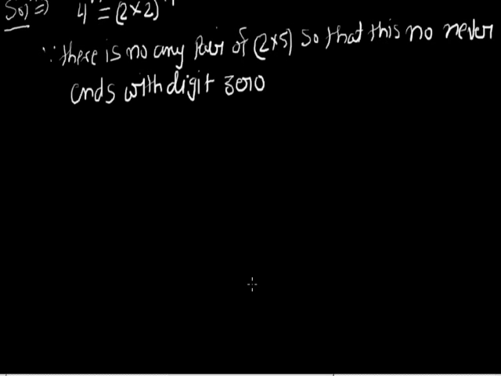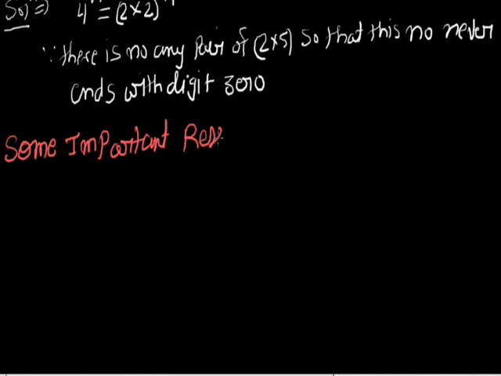Now let us write down a few more important results. Now we come to our next topic, that is some important results. In this topic we will discuss a few important results which are used very frequently. Now let us come to the first important result. Here we can write: let p be a prime number.